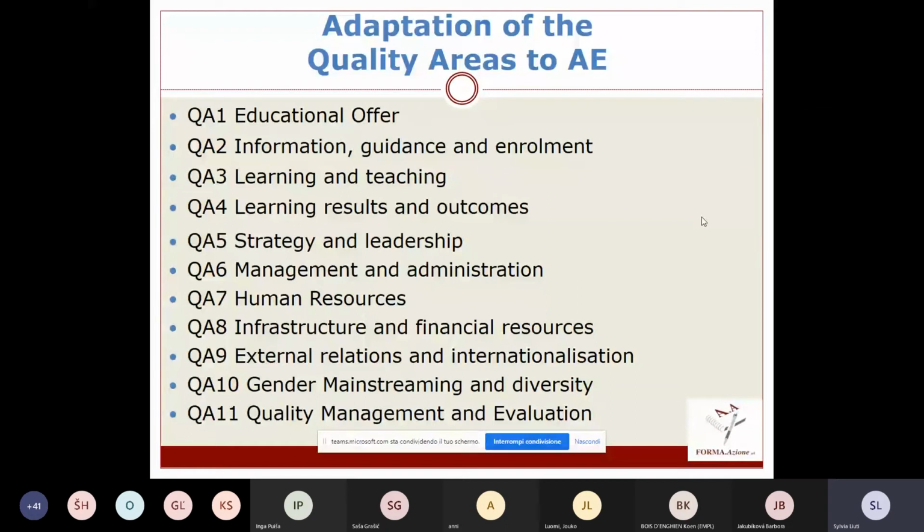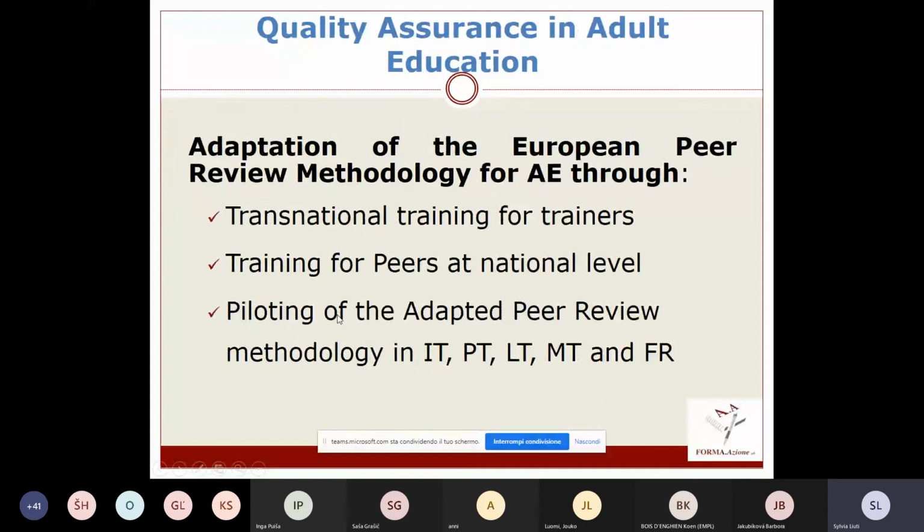As well, quality area 2 is quite important. It's about support services for adults that are really key services, so they need to be monitored and evaluated from a quality assurance point of view. And for all the others, we developed only 11 instead of 14, gathering some specificities in only one quality area. And what we did in that project is exactly that we adapted the methodology.